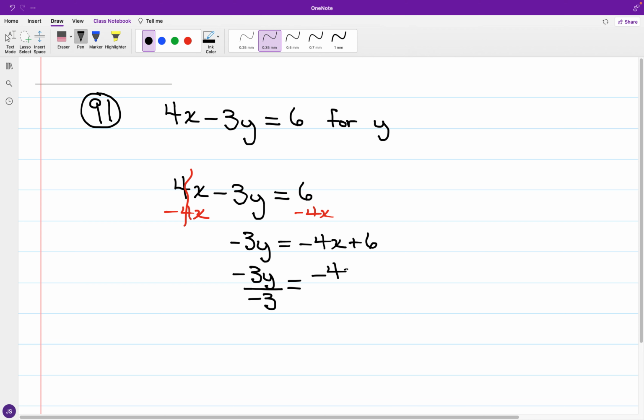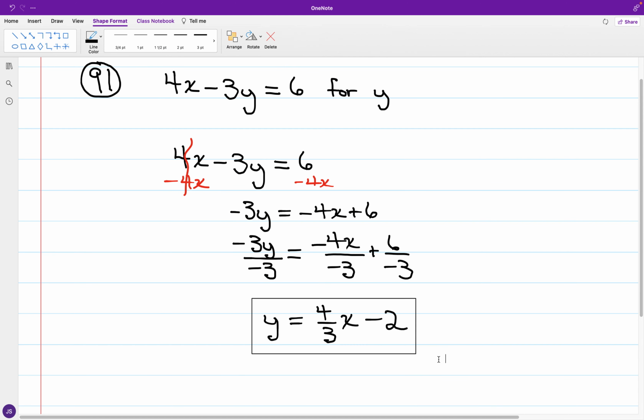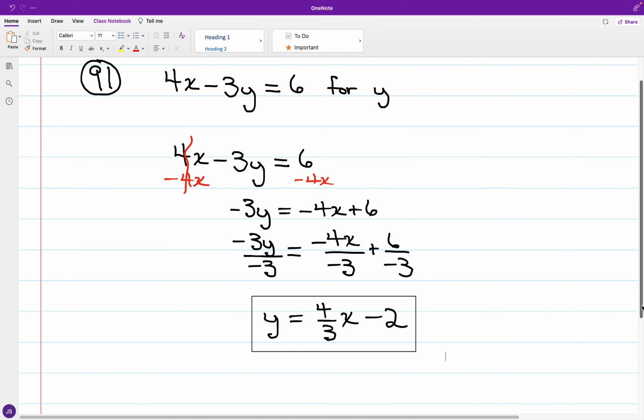So if I look at undoing the multiplication by negative 3 upon dividing everything out by negative 3, we're going to have negative 3y over negative 3, so this is going to be y. And for negative 4x over negative 3, a negative over negative is going to be a positive. And so we're going to have that y is equal to 4/3 of x. And for 6 over negative 3, that is going to be minus 2. So in terms of how we can express the result in terms of y, we have y is equal to 4/3 of x minus 2.